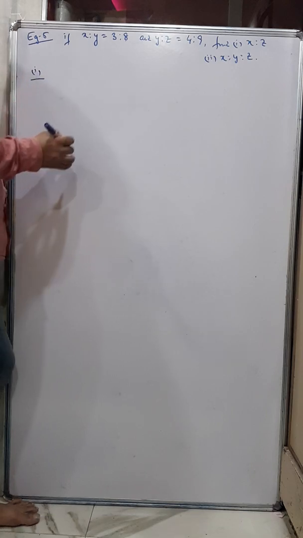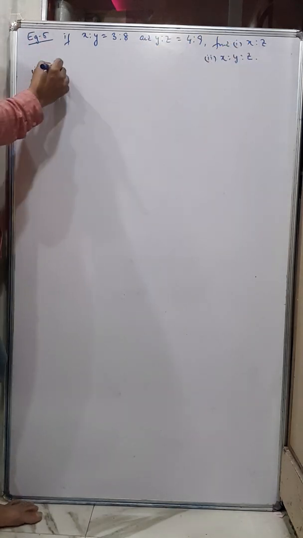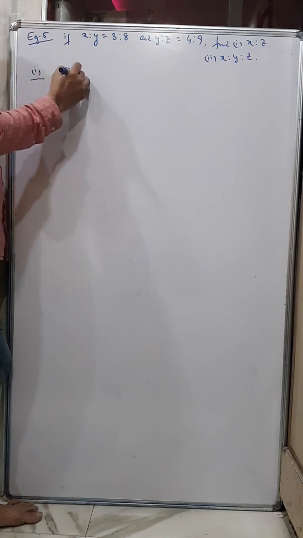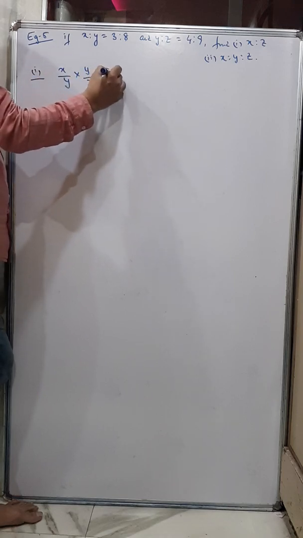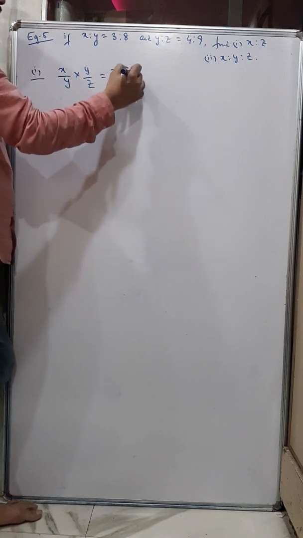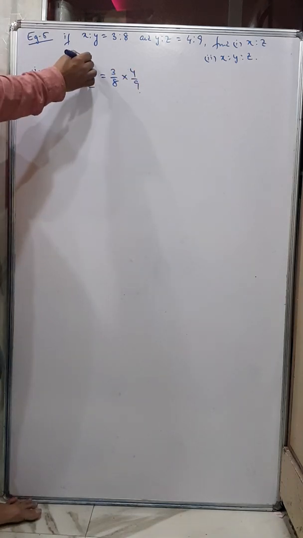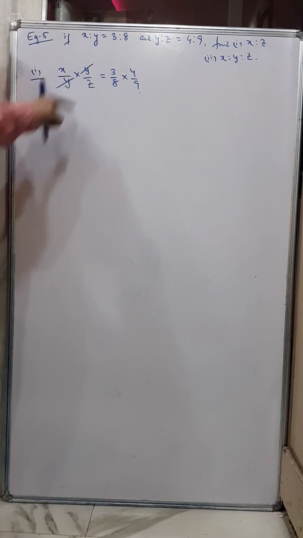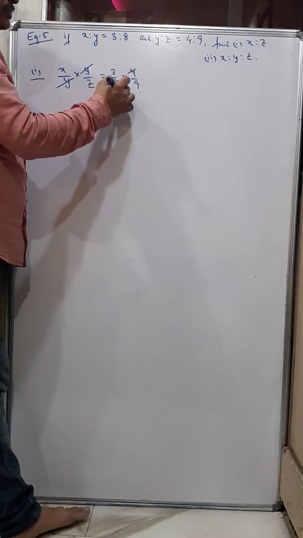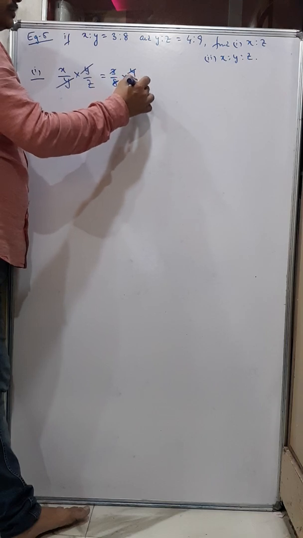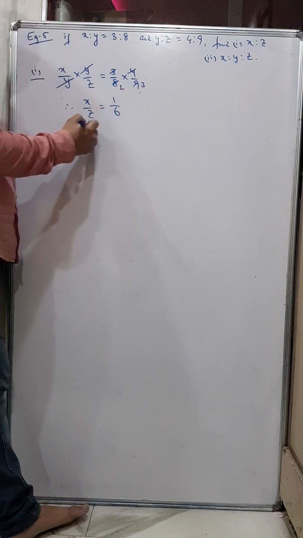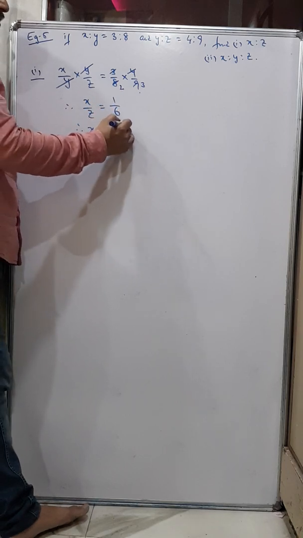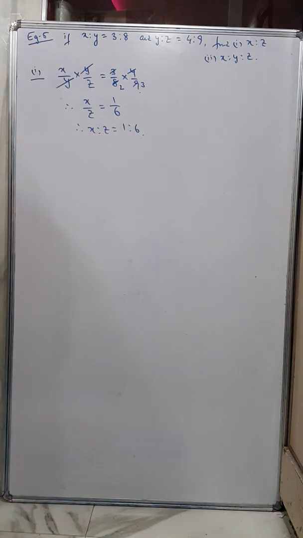Now for number 1 I can simply say I have to find X is to Z. So I know that it is X by Y times Y by Z, and the value of X by Y is 3 by 8, and Y by Z is 4 by 9. Now from here you can see Y gets cancelled. So finally we get X by Z as 1 by 6, and finally I can say that X is to Z is equal to 1 is to 6. Okay, understand?